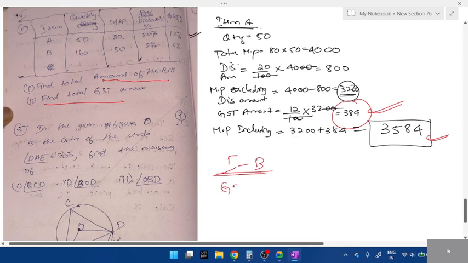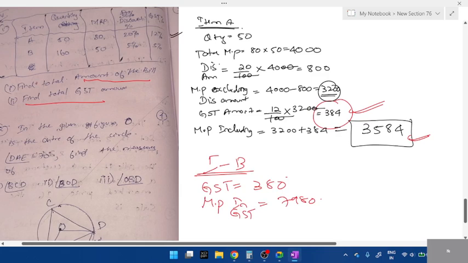Item B. What is the GST amount you all told? 380. And what is the mark price including GST? Okay. Now what have they asked, students? Actually, I should have given this question first. What is total GST? Total GST meaning from both, yeah, these two.